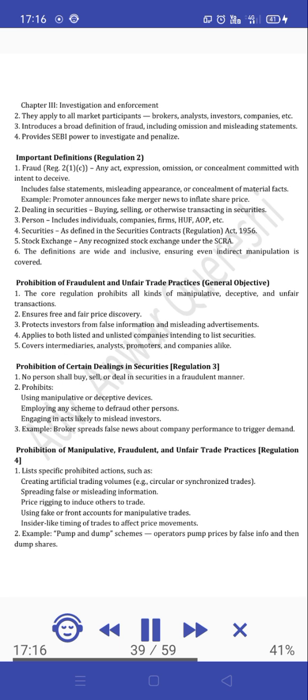2. They apply to all market participants: brokers, analysts, investors, companies, etc. 3. Introduces a broad definition of fraud, including omission and misleading statements. 4. Provides SEBI power to investigate and penalize.